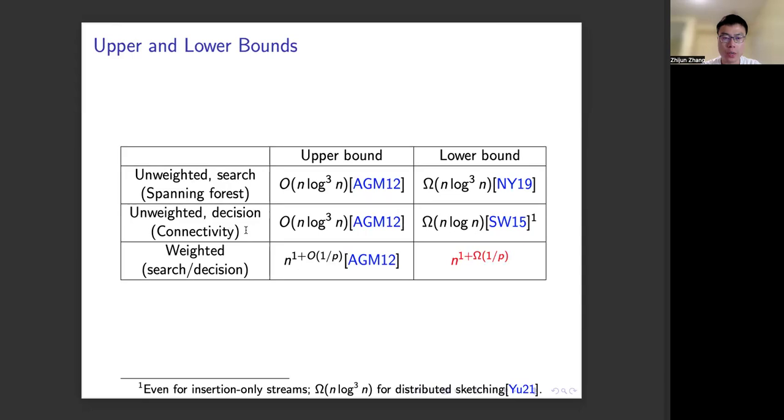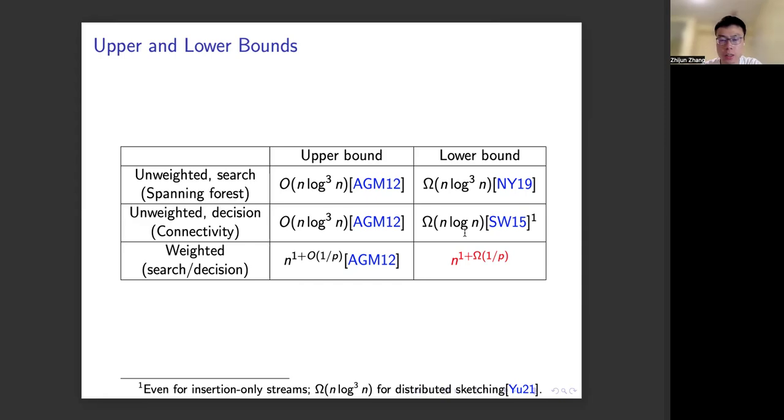And for the algorithmically easier decisional version, which is just checking the connectivity for unweighted graphs, the same upper bound applies, and Sun and Woodruff proved an almost matching n times log n lower bound, even for insertion-only streams. However, for the weighted version, there's only an n to the 1 plus order of 1 over p upper bound for p-pass streaming algorithms, given in the same AGM paper.